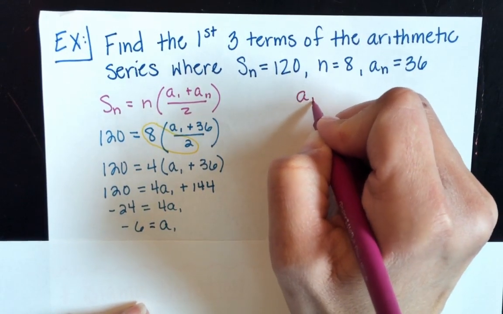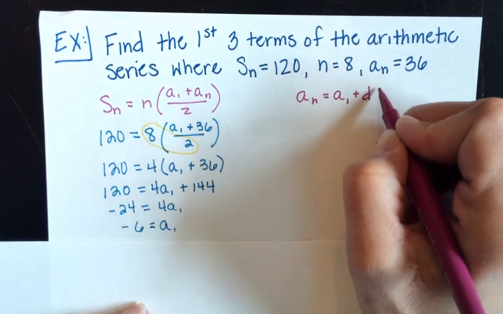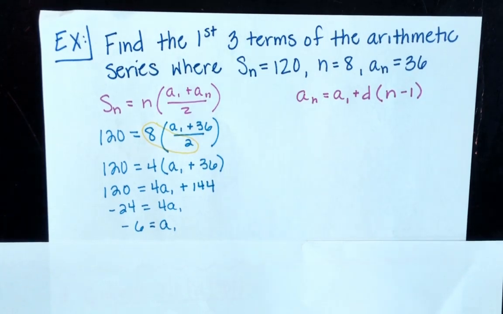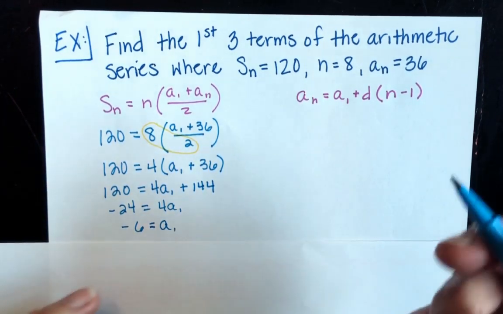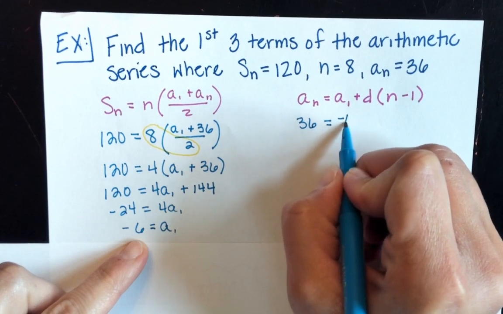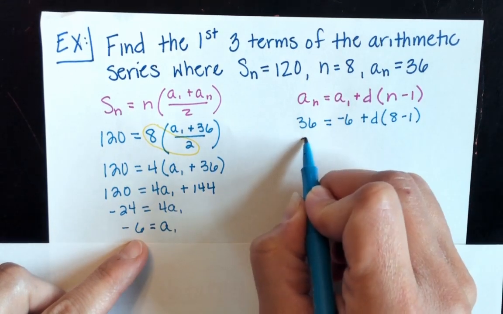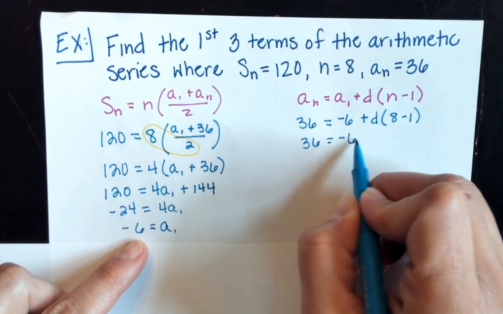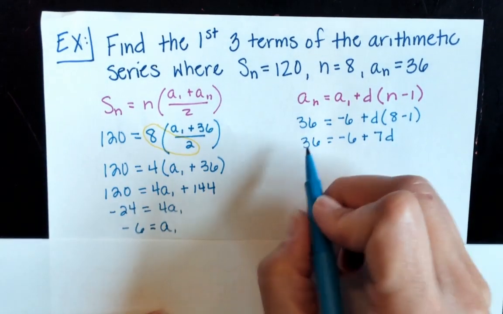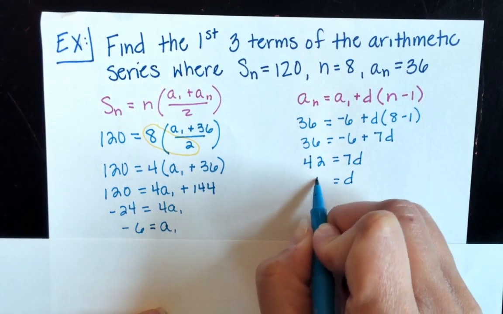Then I use my sequence formula to figure out what the pattern is, what that common difference is, that D. And we're going to plug our numbers in again. 36 equals, and now we know that -6 is where we start. And when we solve, we find out that D is 6.